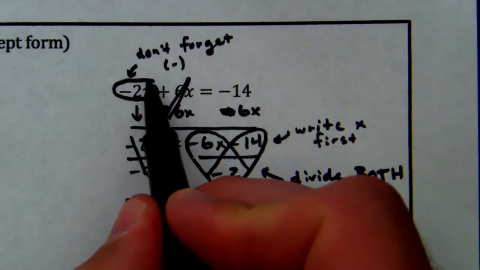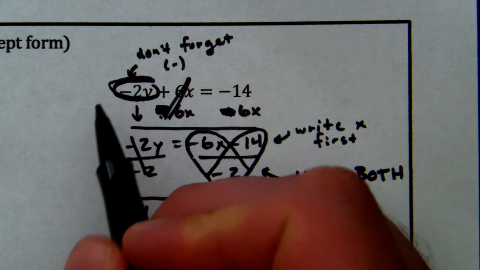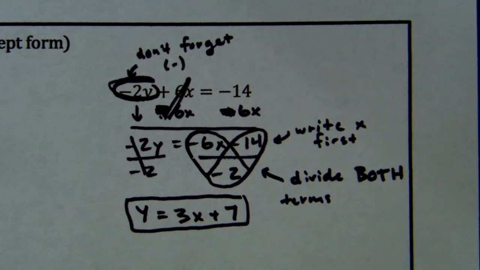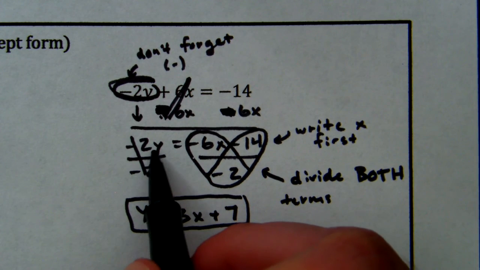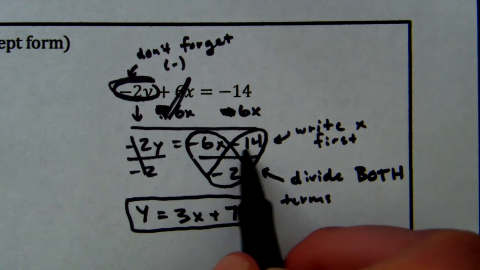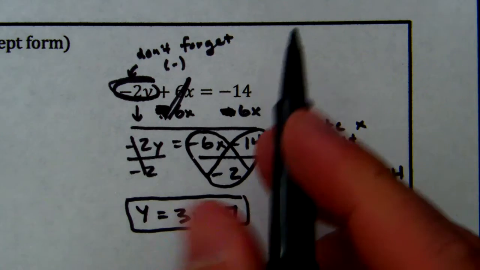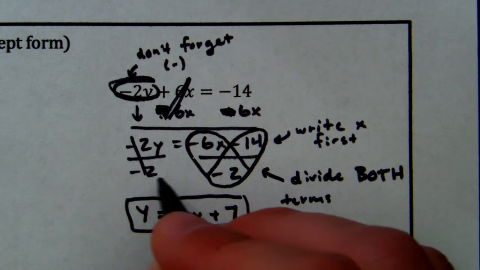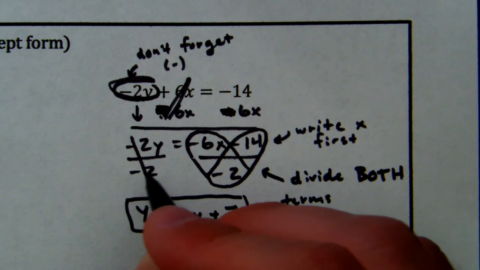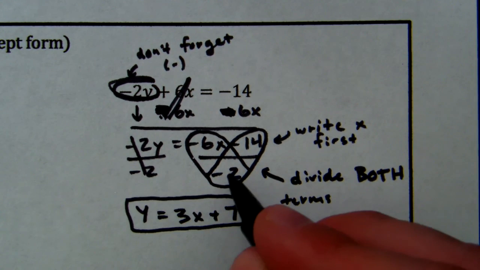Now what I had to do here was make sure we drop down negative 2y and not just 2y. If we drop down 2y, we're going to get an incorrect equation. So I dropped down negative 2y, which was negative 2y equals negative 6x minus 14 because these were not like terms. Now, to get rid of the negative 2, we have to divide by negative 2. Make sure you don't divide just by 2. We divide by negative 2. We do that to both sides.